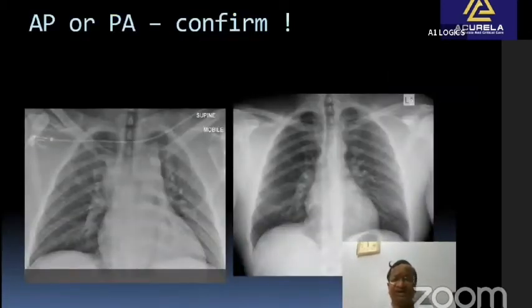AP or PA, confirm. Because just ask the sister, ask somebody else, we know whether this is AP or PA, because this is a previous day AP, while this is, you can see, the same patient, next day PA.